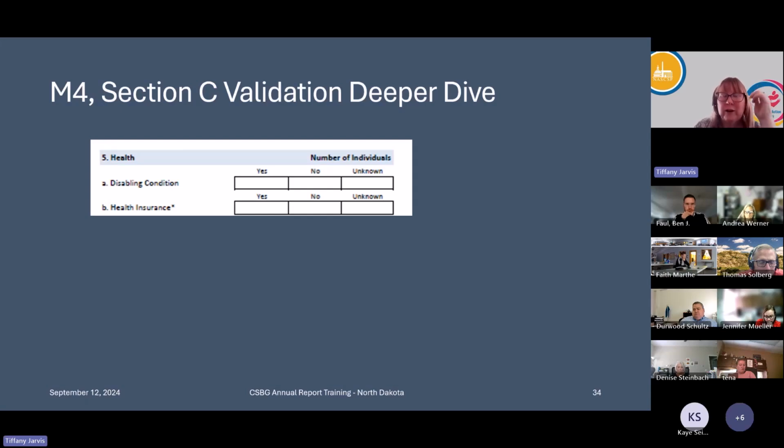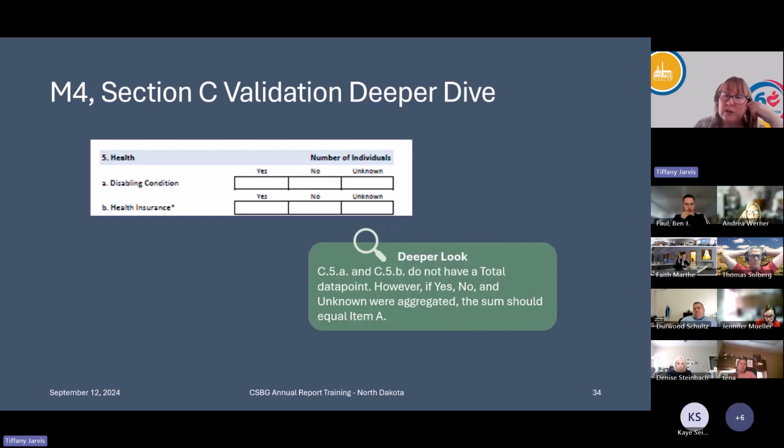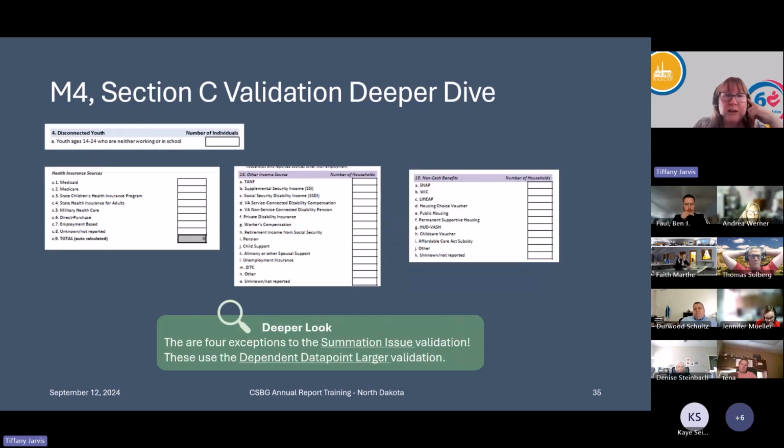This is an example of where this actually fits the summation, but you have to create your own total. Health does not give you your total. So yes, no, and unknown get added together, and that becomes your total. So just want to let you know that you kind of have to do that.